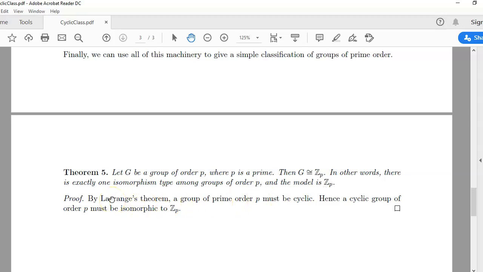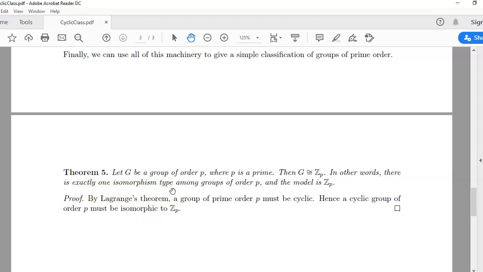If you look at our Lagrange's theorem handout, we proved that a group of prime order has to be cyclic. That's just an easy application of Lagrange. So if G is a group of order P where P is a prime, it must be cyclic. But cyclic groups are unique up to isomorphism type given their order. So since G is cyclic of order P, it has to be isomorphic to Z mod P, and you're done. Therefore, any group of order P must be isomorphic to Z mod P, and that's the only option. So there's only one isomorphism type.